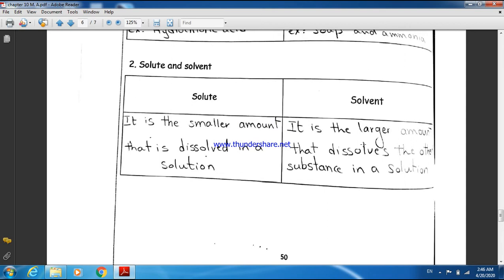Solute and the solvent. This is a comparison of the solute and the solvent. Solute is a smaller amount. I told you before that when you see the smaller amount, it is a solute. Like the salt in water. The salt is the solute, okay? So it is a smaller amount that is dissolved in the solution. Solvent is a larger amount that dissolves the other substance in the solution. Like when you put salt in water, you will find the water is a solvent that dissolves the solute.